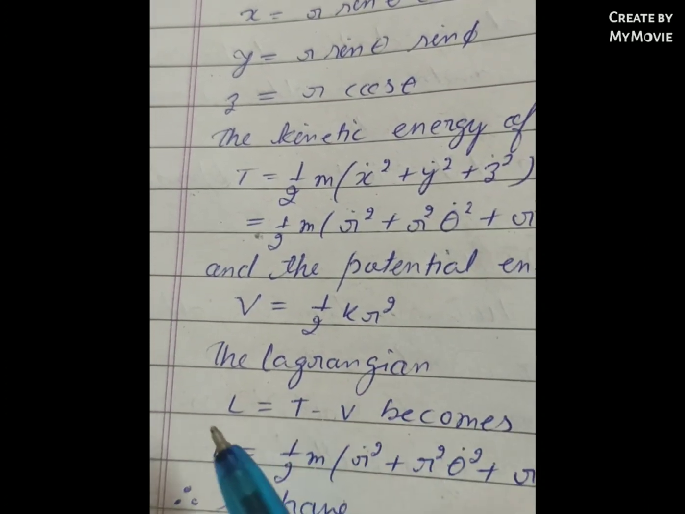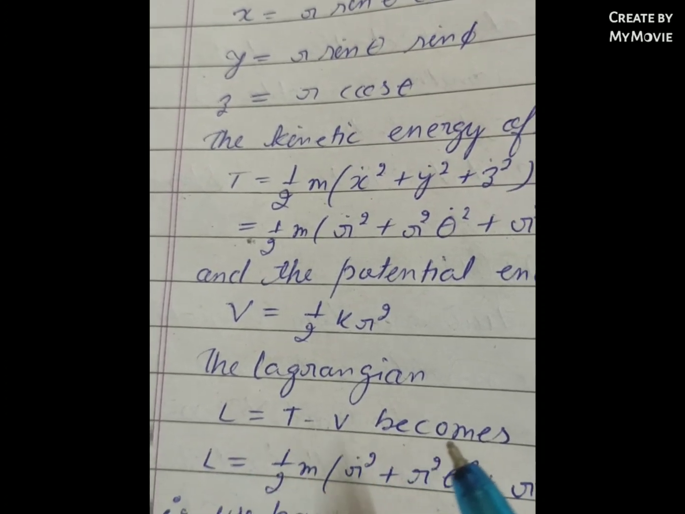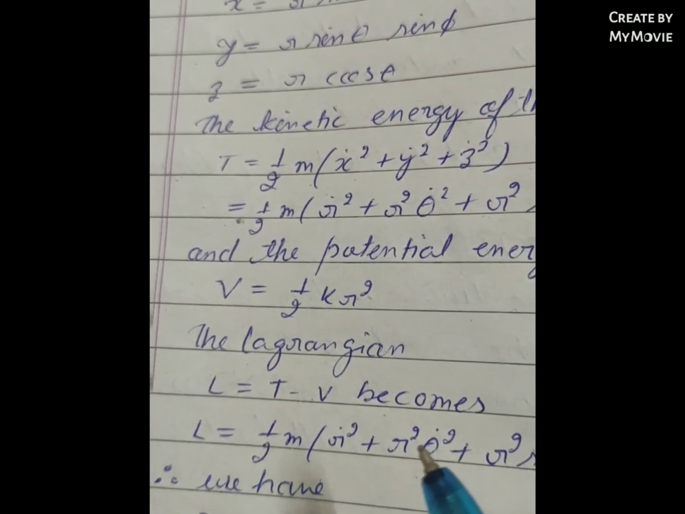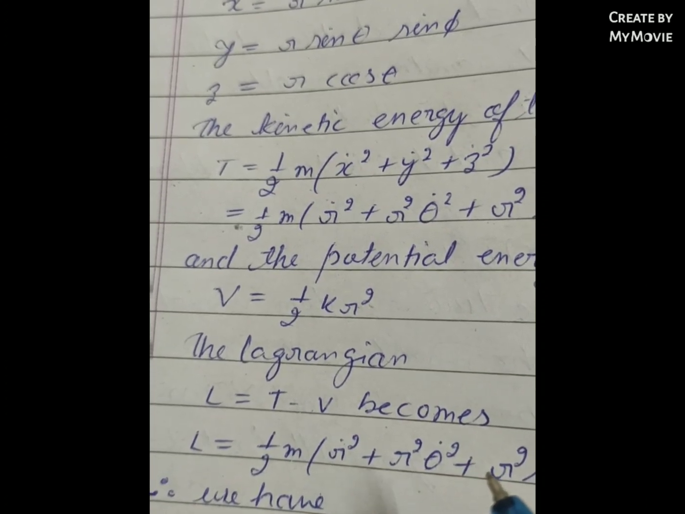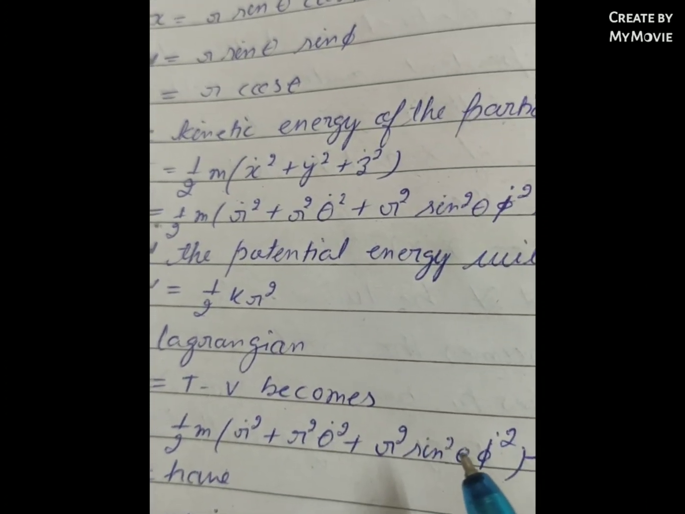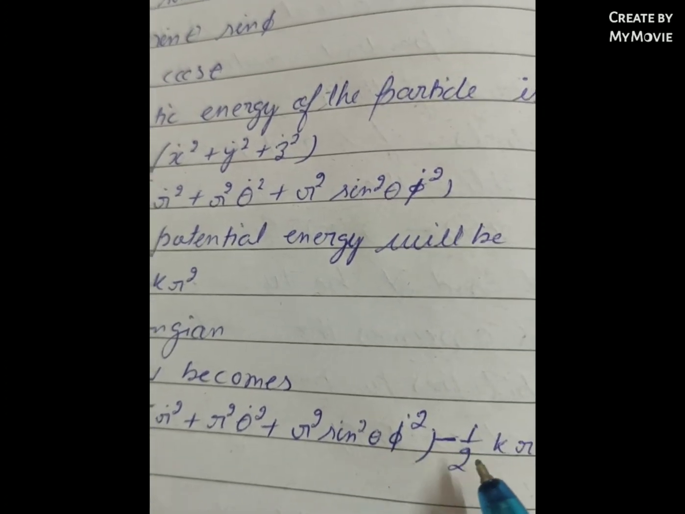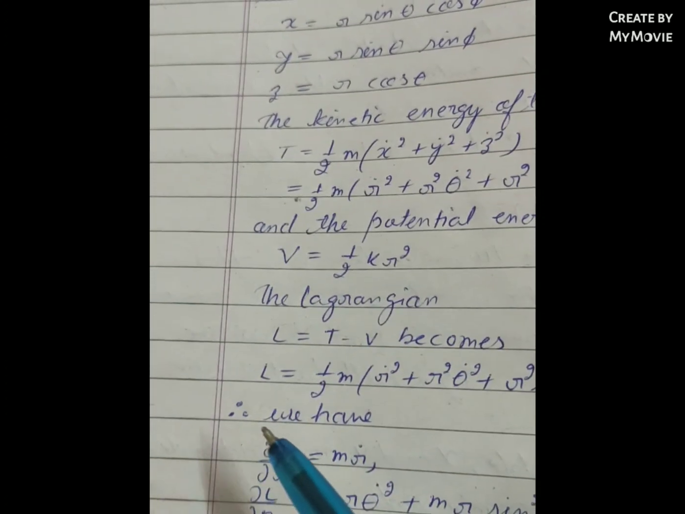Now the Lagrangian is L = T minus V, which becomes L = half m [r dot squared + r squared theta dot squared + r squared sin squared theta phi dot squared] minus half k r squared.